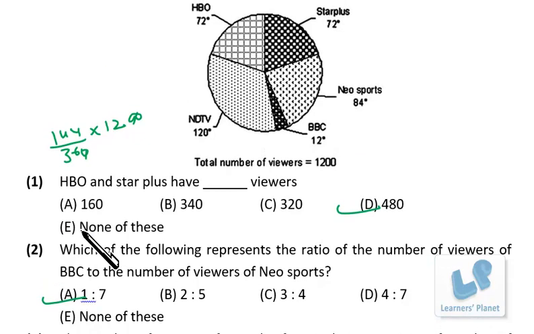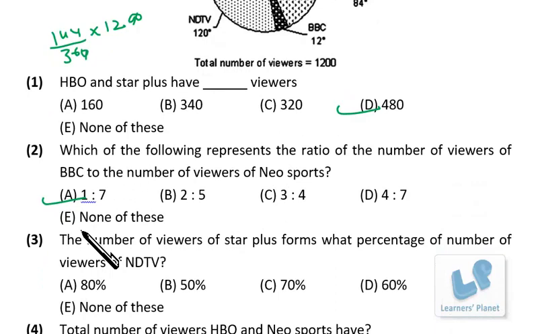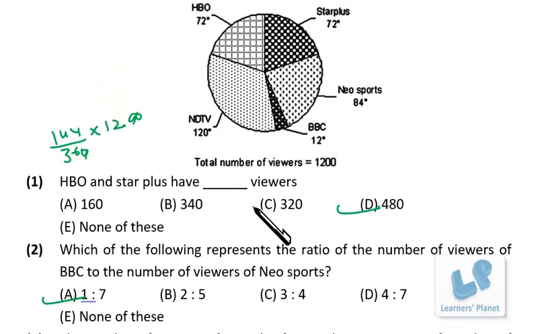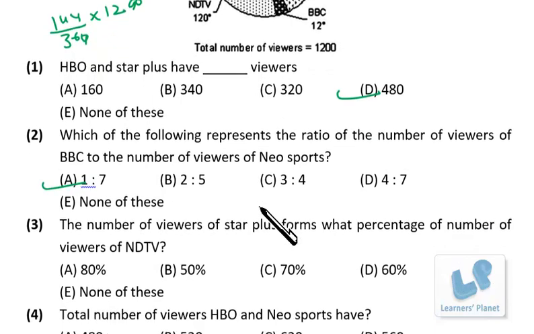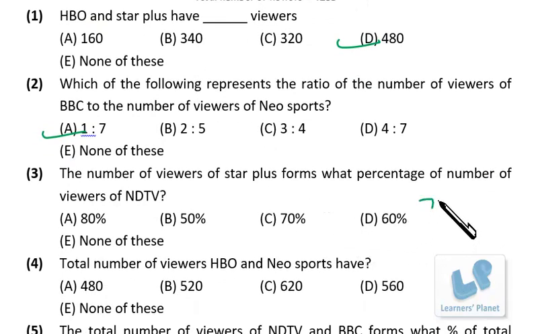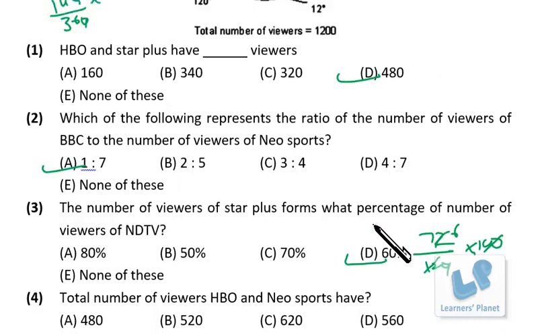The number of viewers of Star Plus forms what percentage of number of viewers of NDTV? Okay, Star Plus is 72 degree and NDTV is 120 degree. Further, no need to go for the percentage calculation. Just calculate 72 out of 120, right? So 72 out of 120 into 100. So that's 60%.